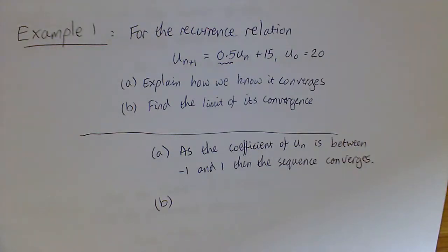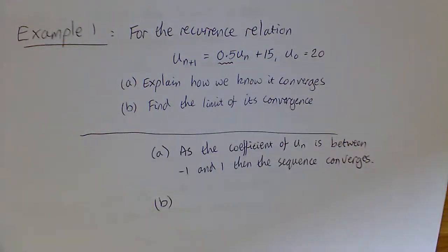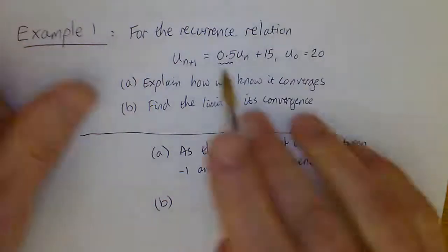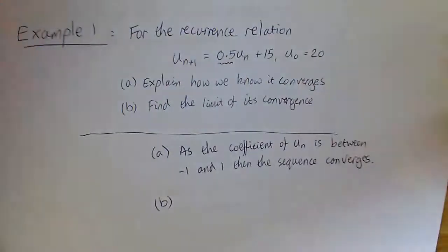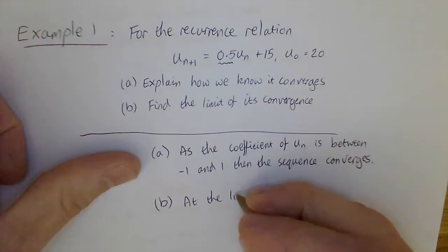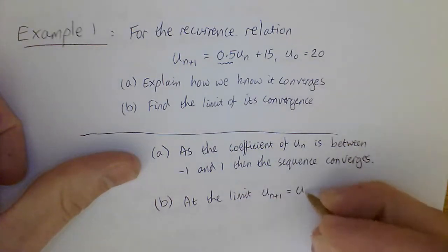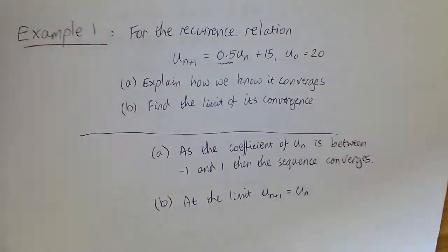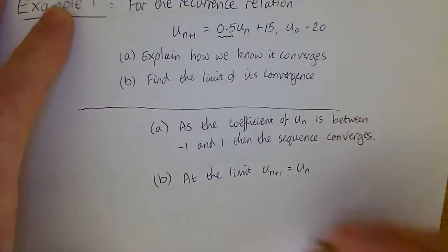Now we saw on our Excel sheet by calculating loads and loads of values that it was getting closer and closer and closer to 30. That number it gets closer and closer to is called the limit. And here we're asked to find the limit of its convergence. Now, at the limit, essentially what happens is terms get closer and closer until they become basically the same term each time. So at the limit, the next term is the same as the previous term because they've got so close together that they are now the same thing. And we can use that to our advantage to find the limit.